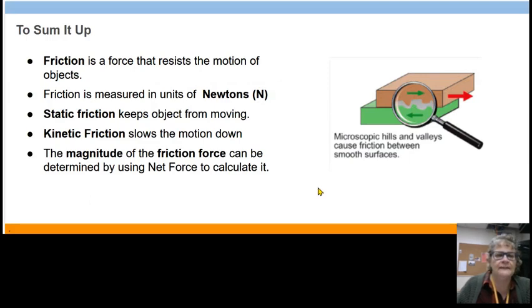To sum it up, friction is a force that resists the motion of objects. Friction is measured in units of newtons. Static friction keeps objects from moving. Kinetic friction slows the motion down. And the magnitude of the friction force can be determined by using net force to calculate it.